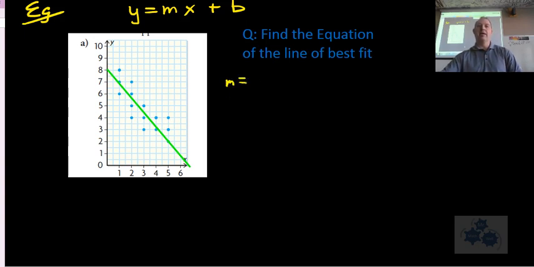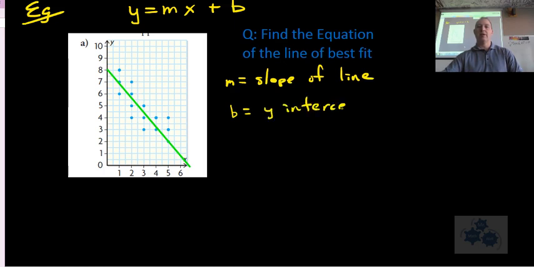We know that m is the slope of the line, right? And b is the y-intercept. Those are very important to know, because we need to try and get this important information from the graph. So if we find the slope, we can just plug it in right here, and if we find the y-intercept, we can just plug it in right there. So m is the slope of the line, b is the y-intercept.